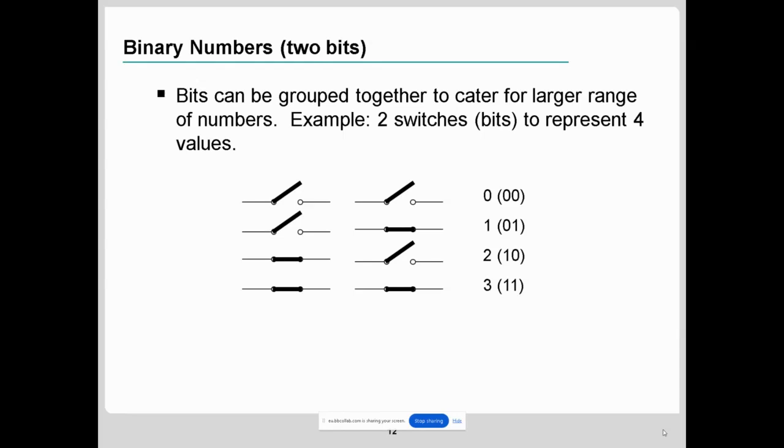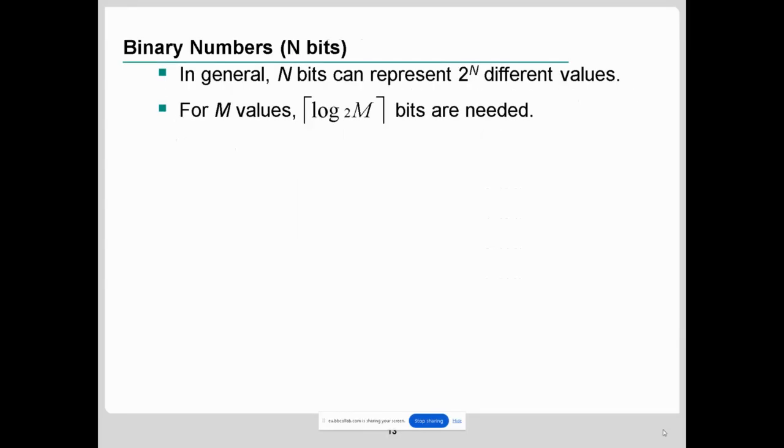Got it? So these 2 bits can give us 4 pieces of information. If we increase the number of bits, we can represent more information. So in general, n bits can represent 2 to the power n different states. For m values, we need log base 2 of m bits. I will explain this with an example.